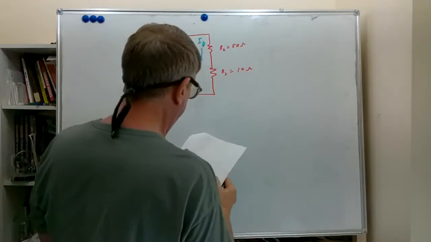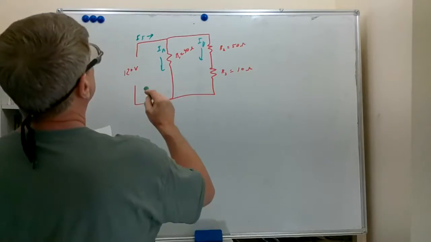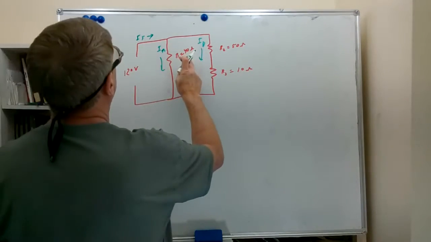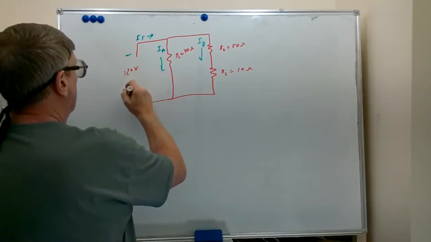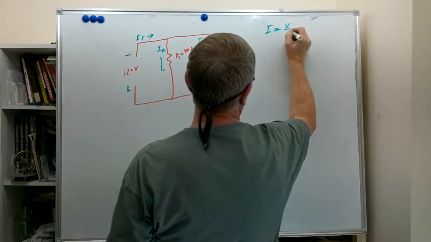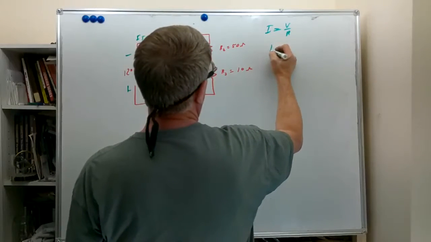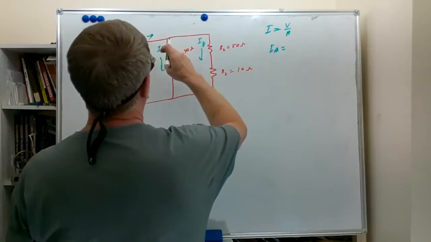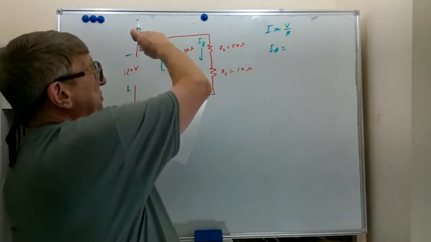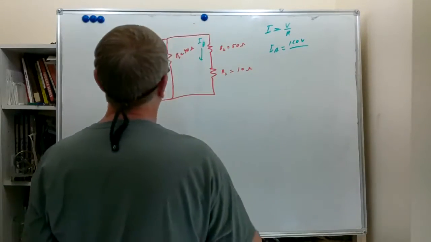so let's start by finding those currents. We want to analyze this circuit. Let's see. We can find IA pretty easily because we have 40 ohms, 120 volts. So we'll use that I equals V over R. And we have here 120 volts. IA will equal 120 volts, which we have supplied from the supply across both of these branches, 120 volts, and we have 40 ohms.